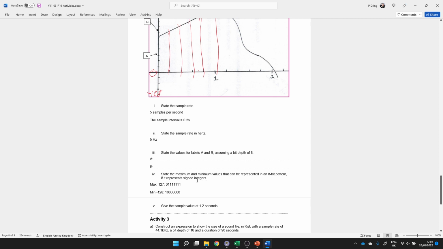So I'll give you a few minutes to work through these before we go through how to construct an expression, activity 3.